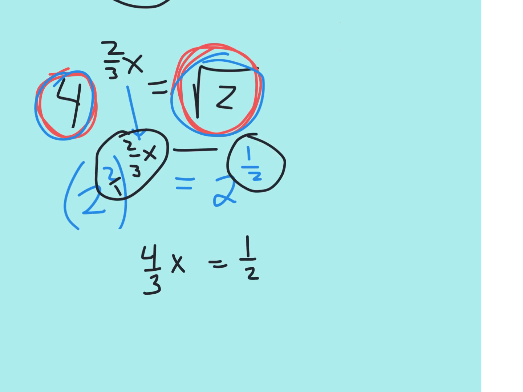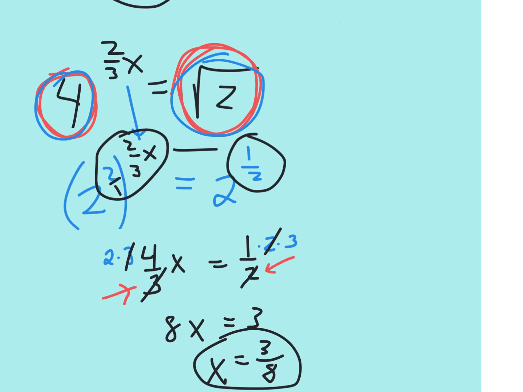Clear the fractions out. The denominator is what makes it a fraction. So I'm going to times both sides by 2 and 3. Get used to clearing out fractions. It's the best way to go. That 3 cancels that 3. 8x equals, that 2 cancels that 2, 3. X equals 3/8.